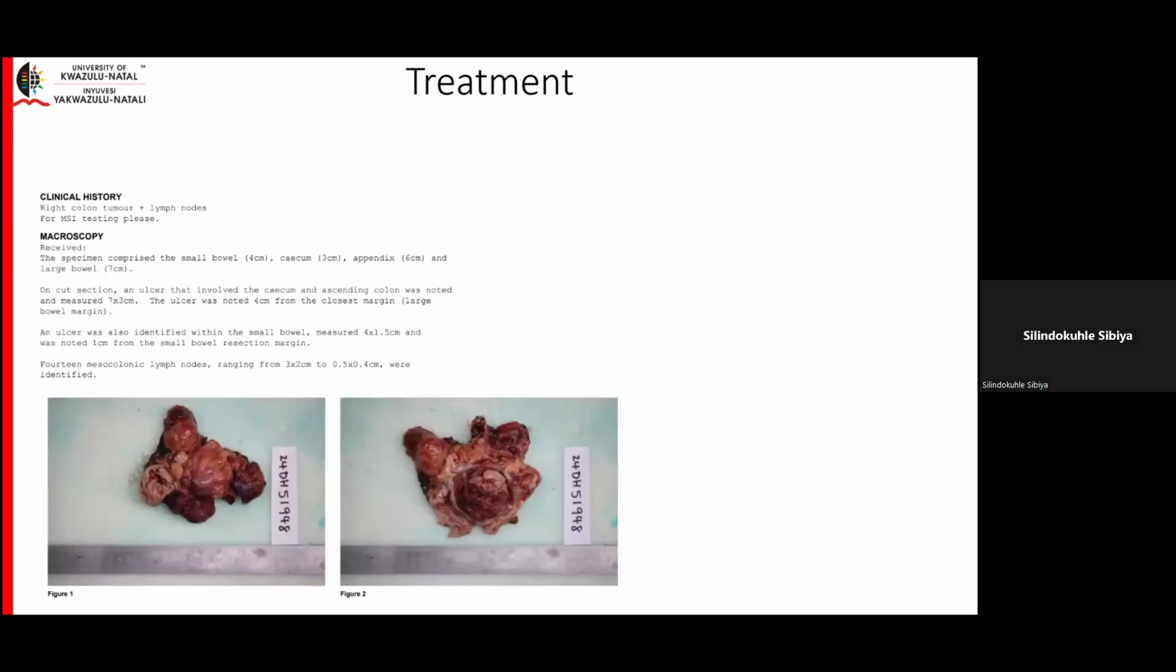So the histology came back as follows. On the cut section, an ulcer that involved the cecum and ascending colon was noted, measuring 7 by 3 centimeters. The ulcer was 4 centimeters from the closest margin in the large bowel. An ulcer was also identified within the small bowel, measuring 4 by 1.5 centimeters. They identified 14 mesocolic lymph nodes.